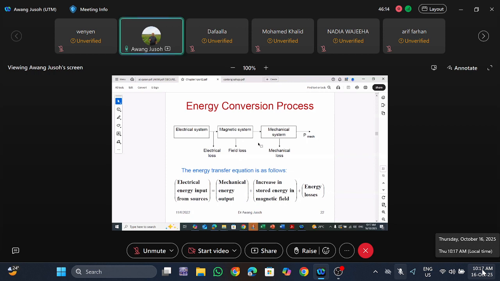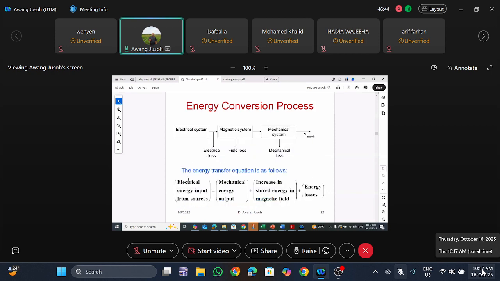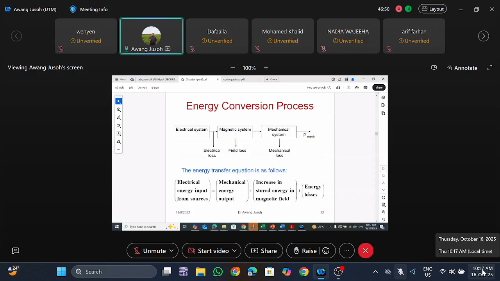So we can write down the energy transfer equation as follows. Electrical energy from the source equals mechanical energy plus energy stored in the magnetic field plus energy loss. This is the energy balance equation. This is only a statement, not that difficult to understand. The next slide is the same thing, for more detail: electrical energy from source minus losses, resistance loss. This one we neglect, we just have the losses embedded already.